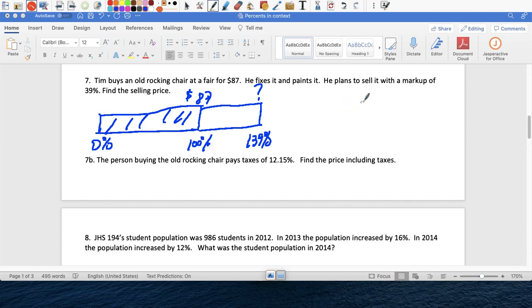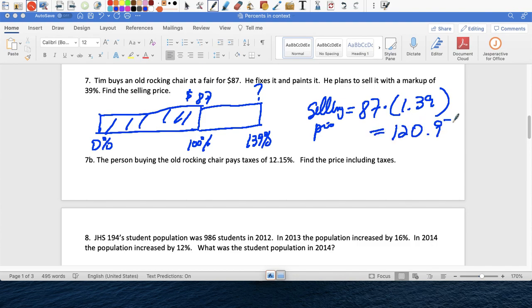So you're doing 87 times 1.39. So the selling price, I'm going to write here, the selling price would be 87 times 1.39, which brings us to $120.93. So that would be his resale price.